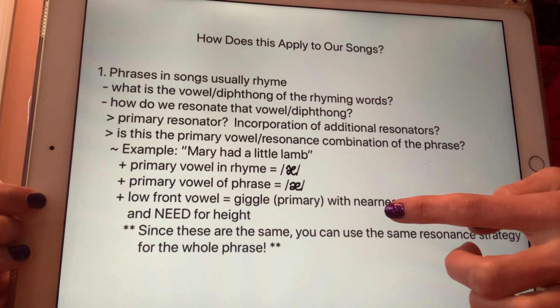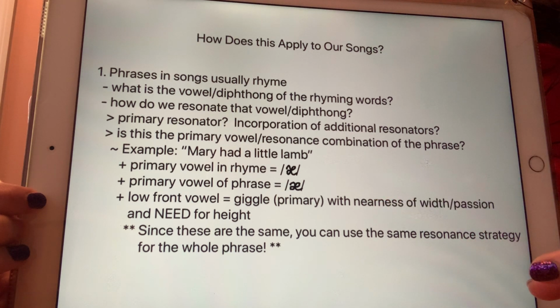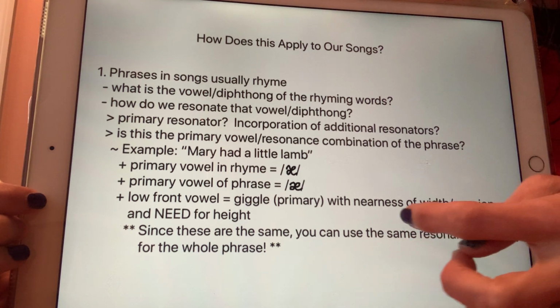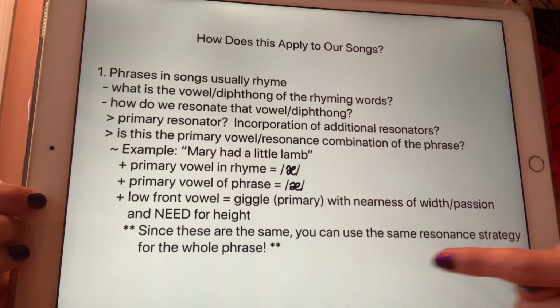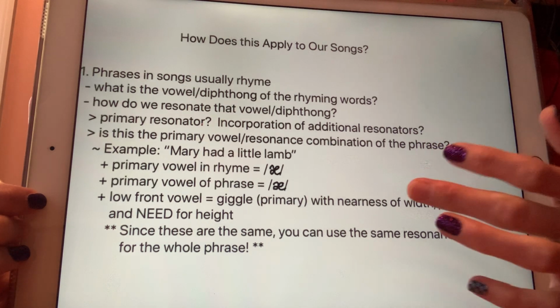Because it's low, but close to the passion place, there is a nearness to that, so we can add a little bit of passion, and that vowel does need some height. And since we know it's going to be a giggle, we know also how to add the other resonators in there to balance that for, again, that most complete sound, using all of our resonators.